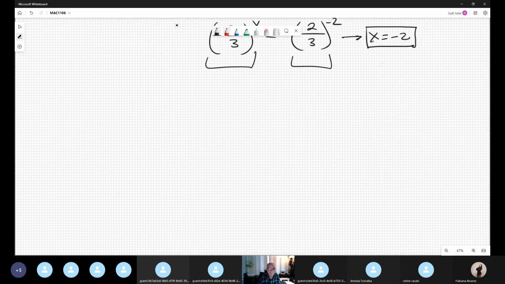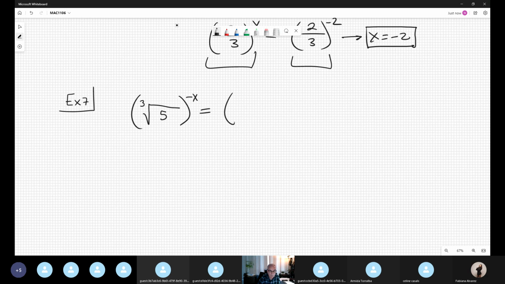Example 7 is, wow, the cubic root of 5 raised to the minus x equal (1/5) raised to the x plus 2. Wow, I combine every complication in one problem. I combine radical, I combine negative exponent, I combine reciprocal, 1/5 and 5. But I need to do my best to put each side equal, same base. Entonces, my challenge is to discover what is the common base.